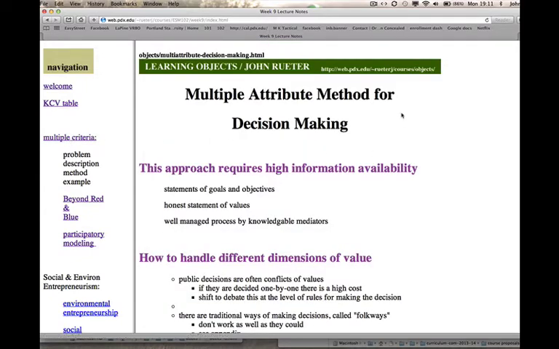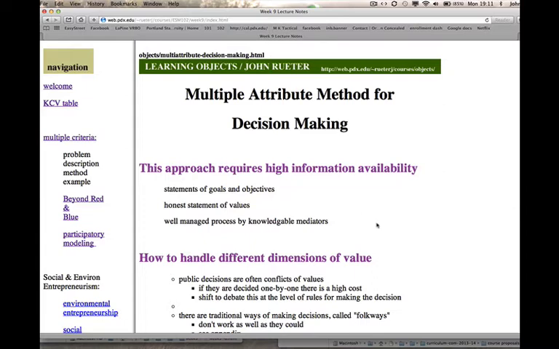So there's multi-criteria decision-making, or the multiple attribute method for decision-making. This approach requires high information availability, because we're going to ask all the participants and stakeholders to make statements of their goals and objectives. Those statements have to be honest, and we need to be able to check them. Then we're also going to assign some utility values to all of those, which requires quite a bit of knowledge about every little aspect of the project. In addition, the process itself has to be well managed by knowledgeable mediators. So this is a really knowledge-rich environment.